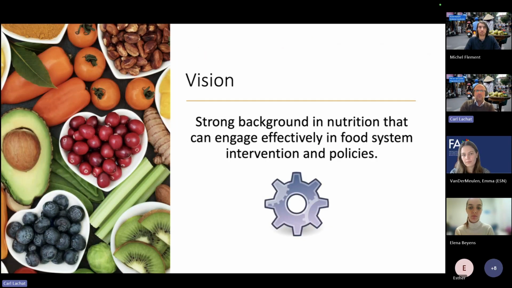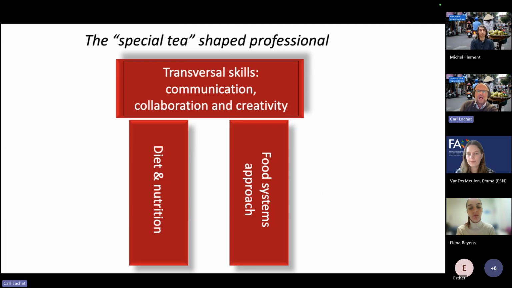So our vision is to have students that have a strong background in nutrition. I will come back to that. We want students that can act and work as a nutritionist, but from a food system perspective. So they should be able to talk to farmers, to policymakers, to NGOs, to societal actors, to food industries, for instance, to support healthy diets and nutrition in various contexts. So the way we do that is we build two special competencies, which is related to diet and nutrition. There's a strong technical foundation on diet and nutrition, combined with a focus on food systems.